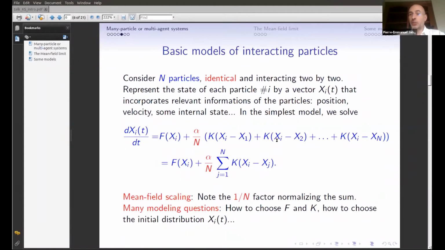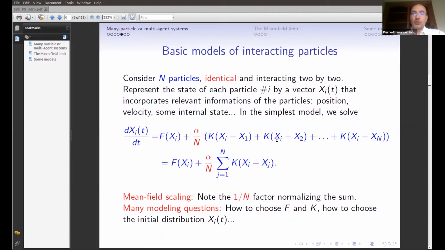So what kind of coupled ODE or SDE, as we will see in a few slides, systems am I talking about here? So let's take n particles, identical or exchangeable, as a probabilist would say.